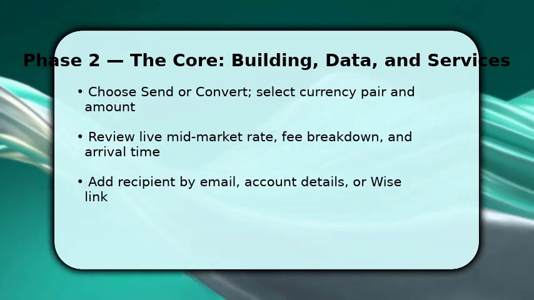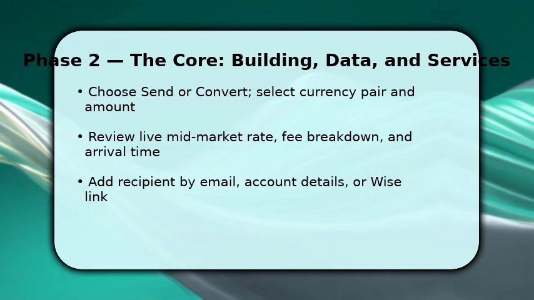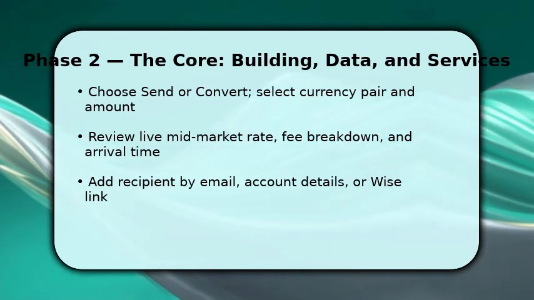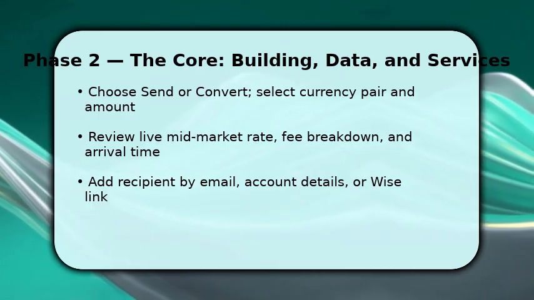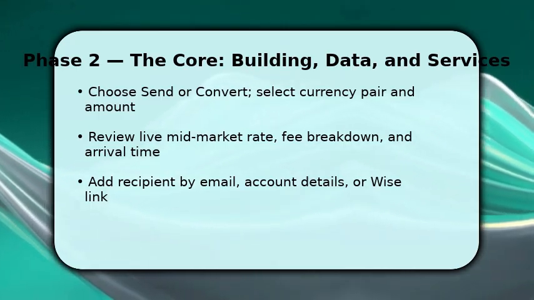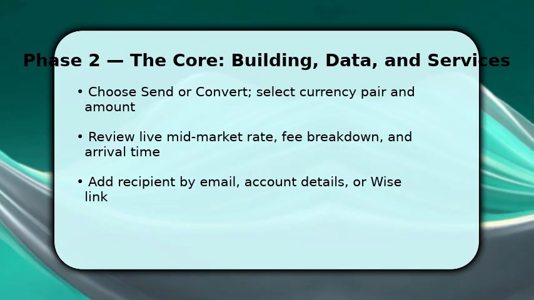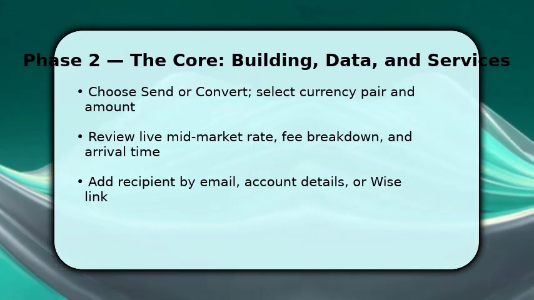Add the recipient using their bank details, email, or a Wise payment link for passive collection. Once done, confirm and authorize with 2FA. Use the recent activity and scheduled payments to manage recurring transfers, so you avoid repeating manual steps.